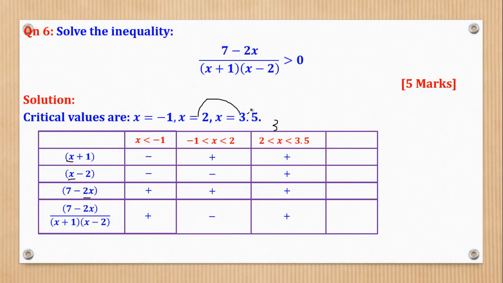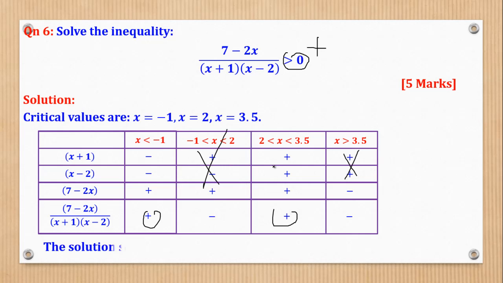Then what about values of x after this? We can choose 4. So put 4 here, positive, 4 here, positive, 4 here, negative, and everything will now be negative. Then from there, you look at this. Greater than 0 means they want positive values. So this is needed and this is needed. We shall remove this and remove this. Therefore, we can conclude the solution set is x less than -1 and x is greater than 2 but less than 3.5.